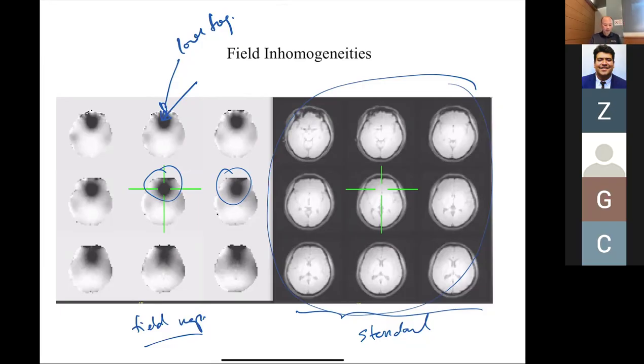Okay. So the field map is basically we measure the phase of the spin and then we convert that into a delta frequency estimate. Okay.